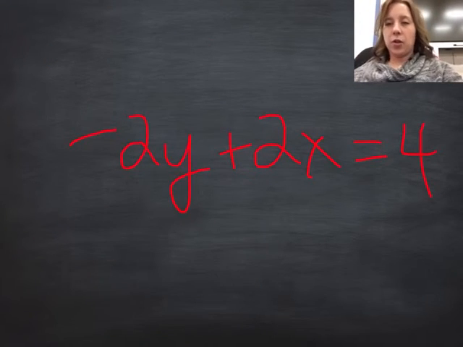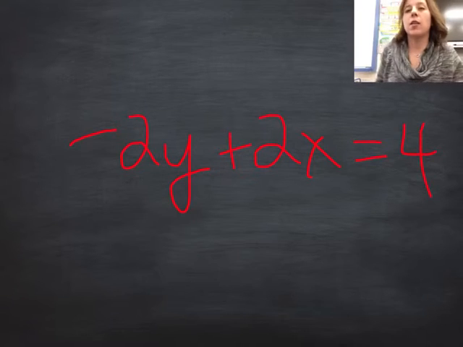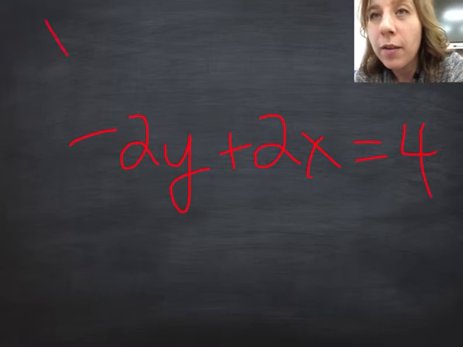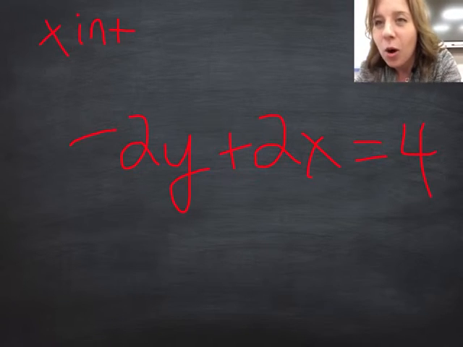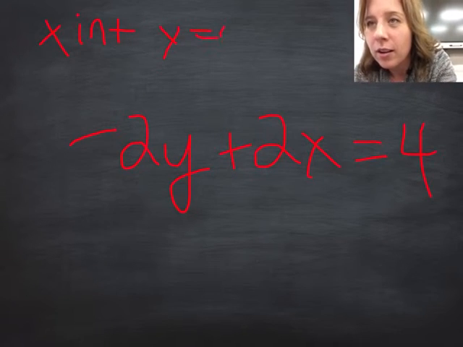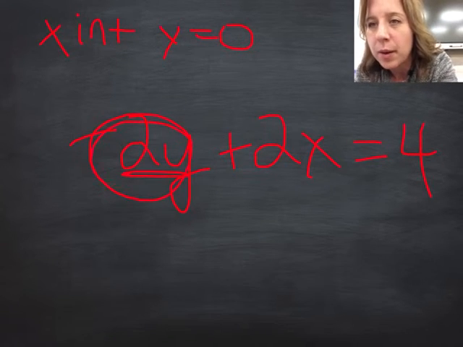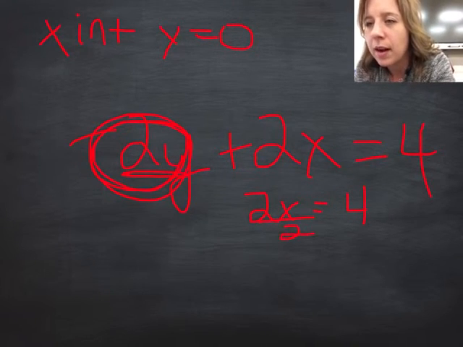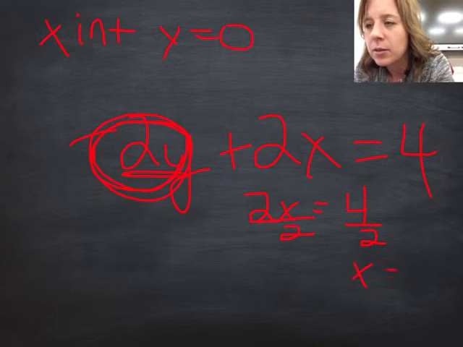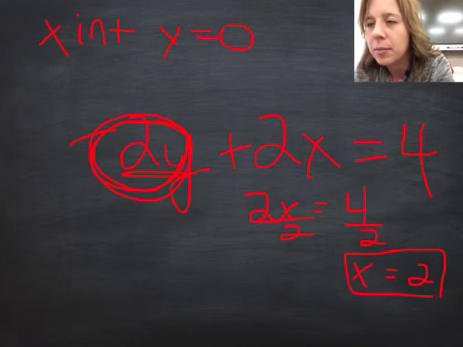So on this one here, we're trying to find both. We're trying to find the x and y-intercept. So if I want to find the x-intercept, I set y equal to 0. Okay, so anything that's attached to a y is going to turn to a big old fat 0. So you're going to have 2x equal to 4. To get x by itself, divide by 2. X is equal to 2, and that's your x-intercept.